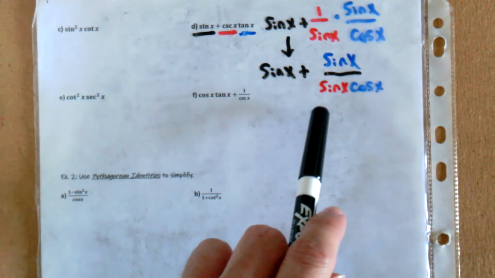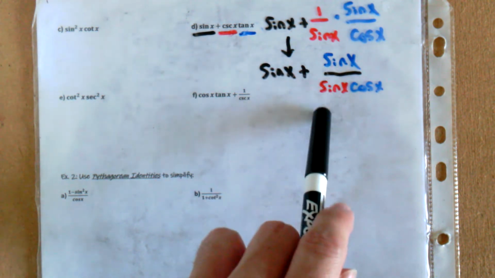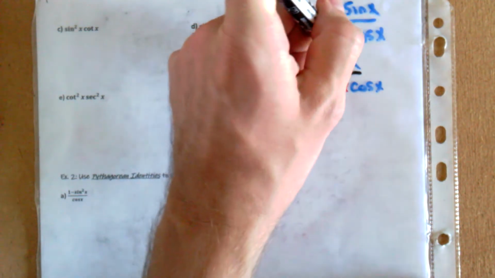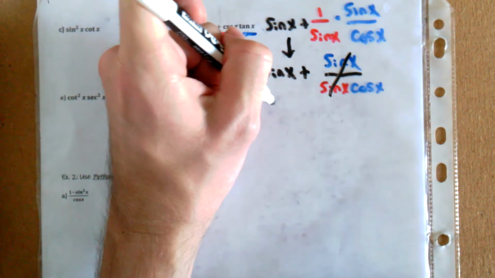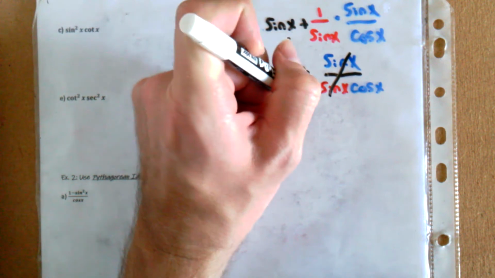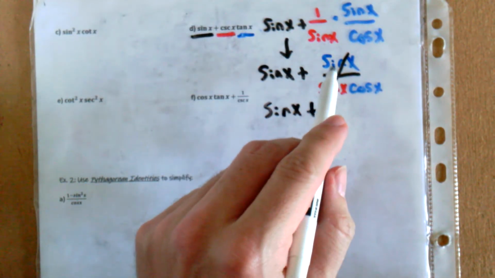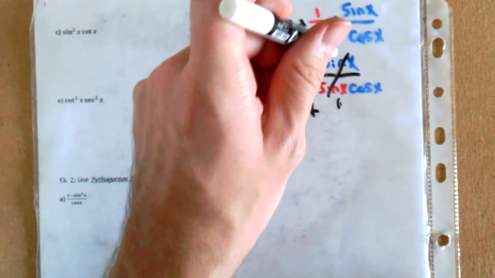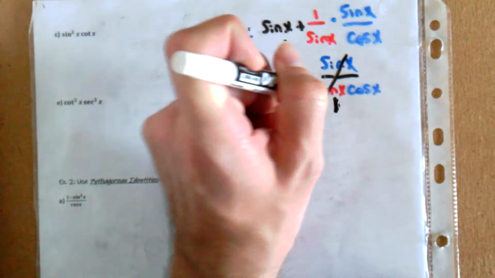Now does anything cancel out on our fraction? Well, notice that we have sine in the numerator, or the top, as well as the bottom in the denominator. In other words, we have sine divided by sine, which is just the same thing as 1, because a number divided by itself is 1. So sine cancels out, and we're left with sine x plus 1 on the top now, since sine divided by sine is just 1, divided by cosine.